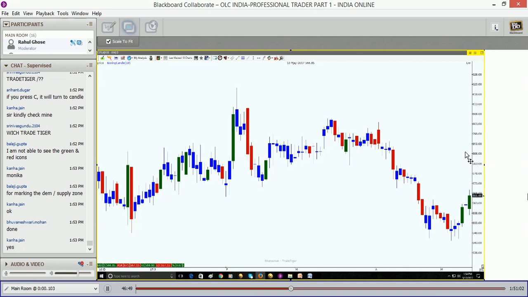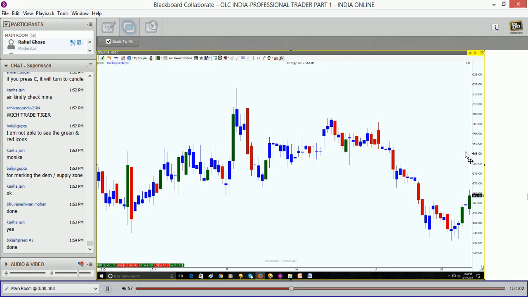You do have the green and red candles, but you're on the 15-minute chart, Balaji. Press D on the keyboard. That will give you the daily chart. Friends, if you want to go to the daily chart, you press D. If you want to go to the weekly chart, you press W. If you want to go to the monthly chart, you press M.